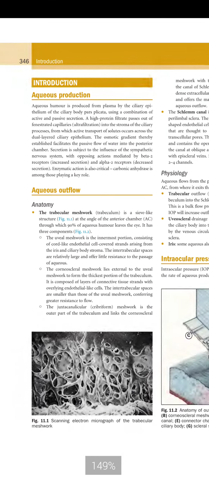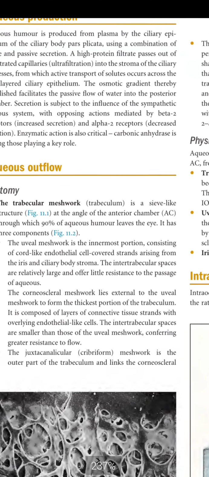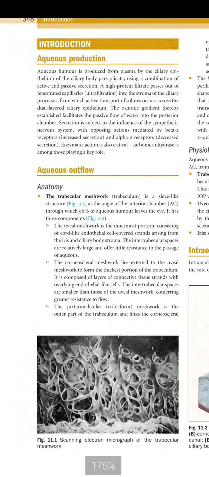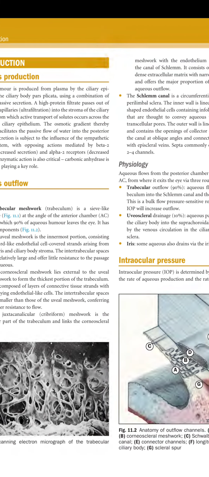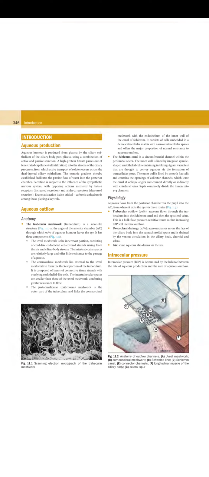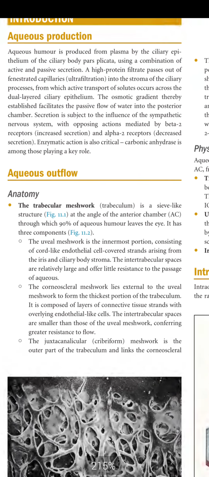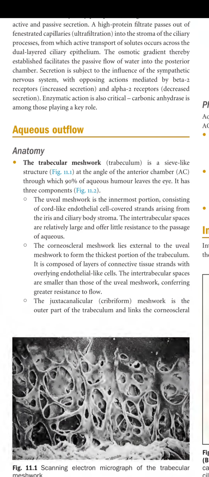Now how will you drain the aqueous? So aqueous outflow is through the trabecular meshwork. It can be through the iris. It can be through the uveoscleral tract. So basically the trabecular meshwork. Trabeculum is a sieve-like structure at the angle of the anterior chamber, through which 90% of the aqueous humor leaves the eye. It has three components.